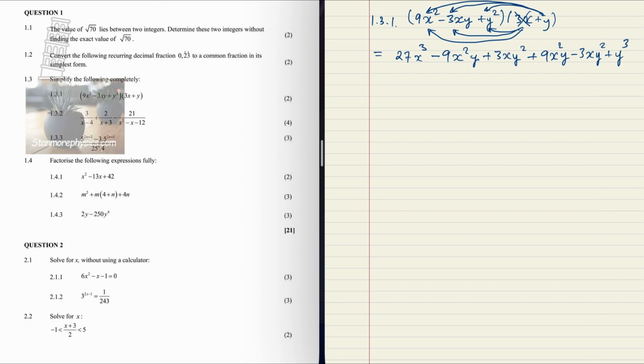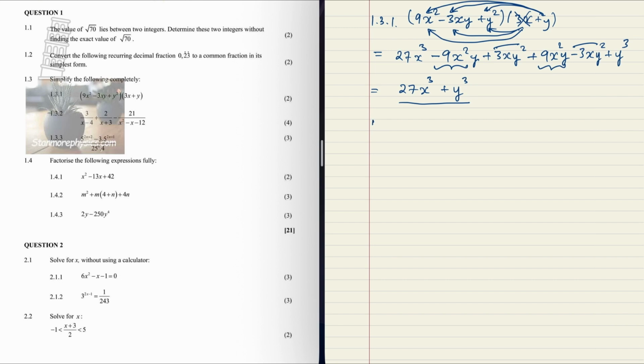We can now identify like terms. This and this are like terms, and this and this are like terms. So minus 9x squared y plus 9x squared y will cancel. And similarly, 3xy squared minus 3xy squared will cancel, leaving us with simply 27x to the power of 3 plus y to the power of 3. Now, this is actually a sum of cubes. So the question that they've given us at the beginning was the factorized form of that. So if you spotted it at the beginning, you could have simply gone to the final answer.